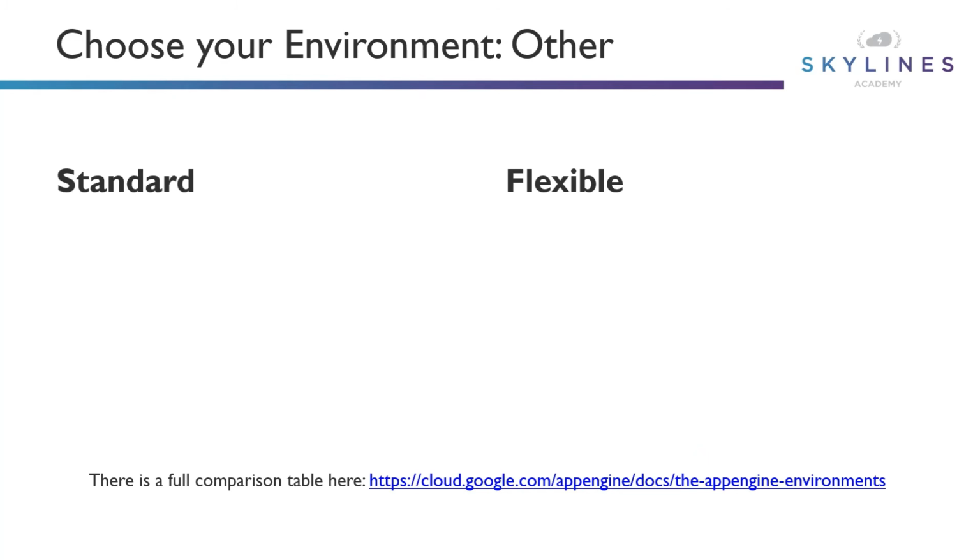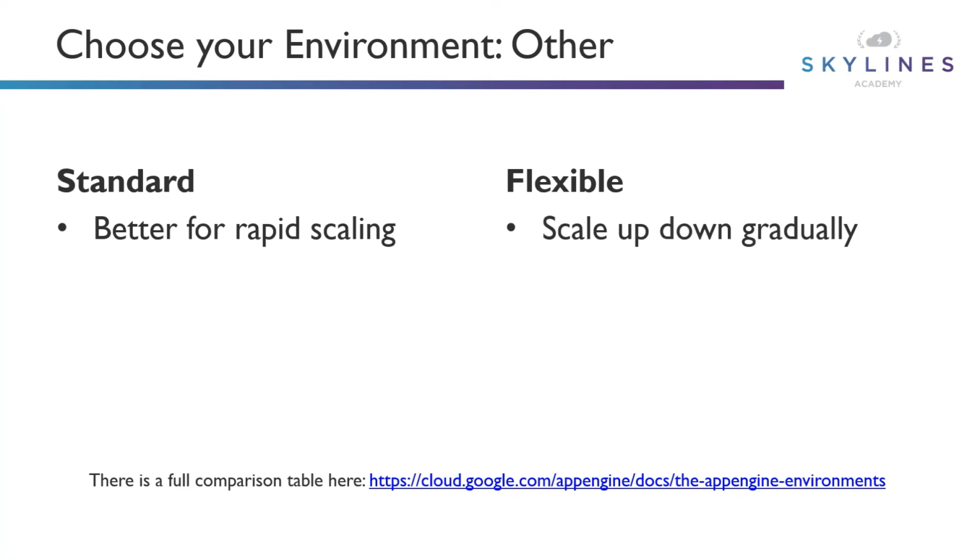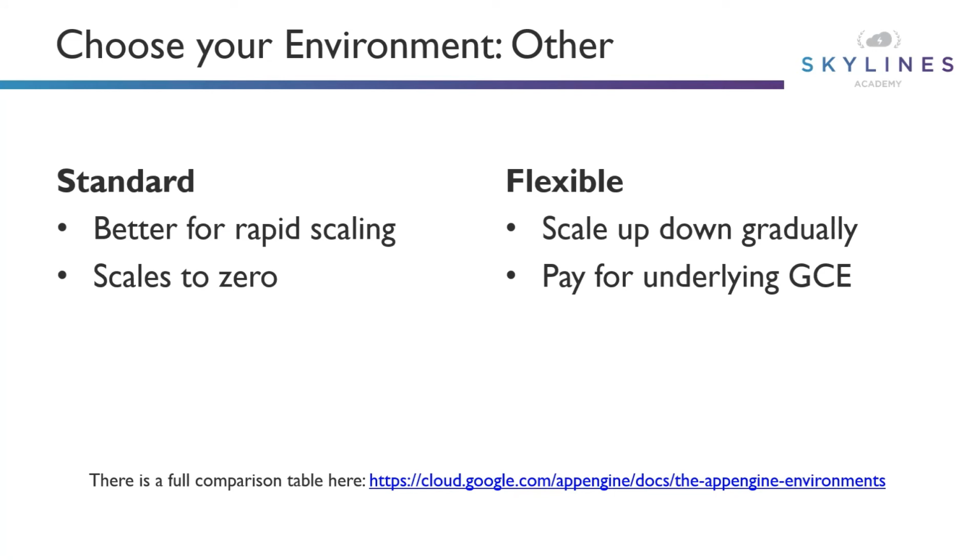Digging down a little beyond the choice of language and environment, there are other differences in how the two environments function, and hence what sort of app they're suitable for. Standard scales quite quickly, in the order of seconds. It's great for applications where you might experience unpredictable traffic spikes. Conversely, Flexible has to provision Compute Engine resources to scale. This takes time. It's more in the order of minutes, hence only well suited for constant or at least predictable traffic. With the standard environment, if you have no activity, you pay nothing. With a flexible environment, you must have at least one running GCE instance, which will incur cost.